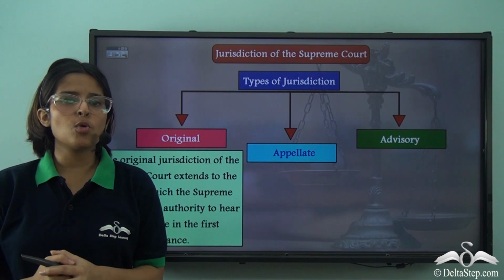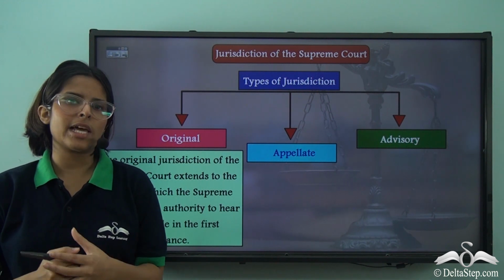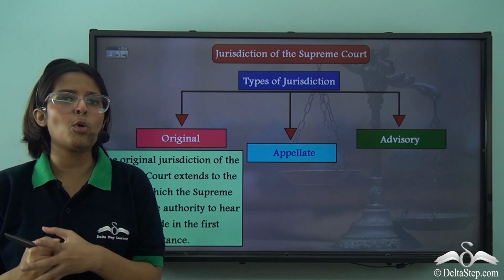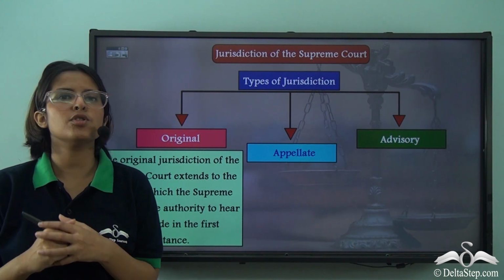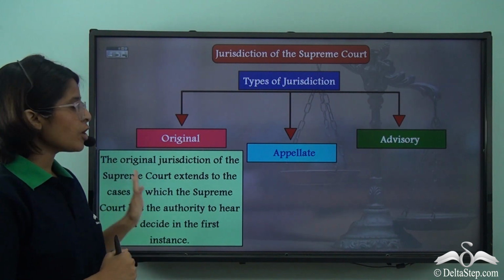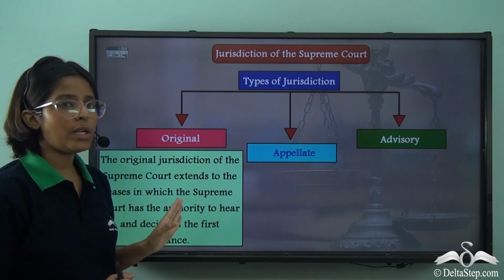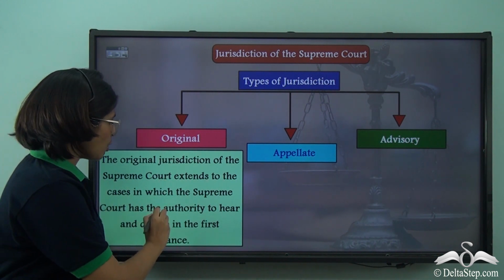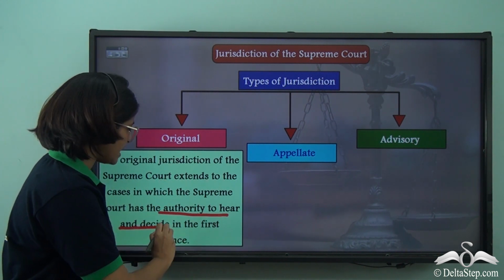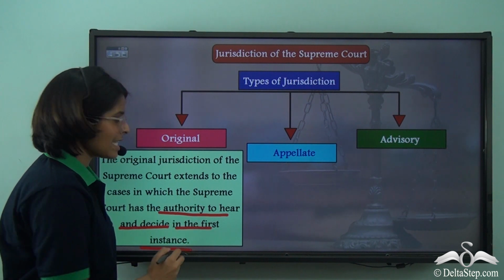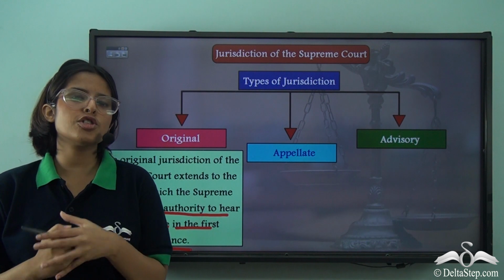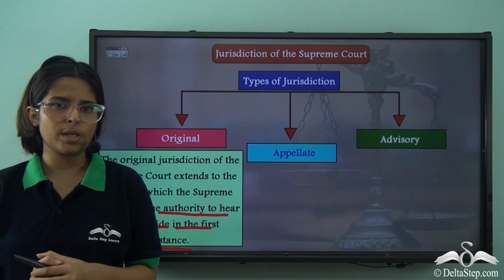So the Supreme Court can take up certain cases directly. It does not have to go to the high courts or the subordinate courts before it can come to the Supreme Court. So the original jurisdiction of the Supreme Court extends to the cases in which the Supreme Court has the authority to hear and decide in the first instance. So these cases fall under the original jurisdiction of the Supreme Court.